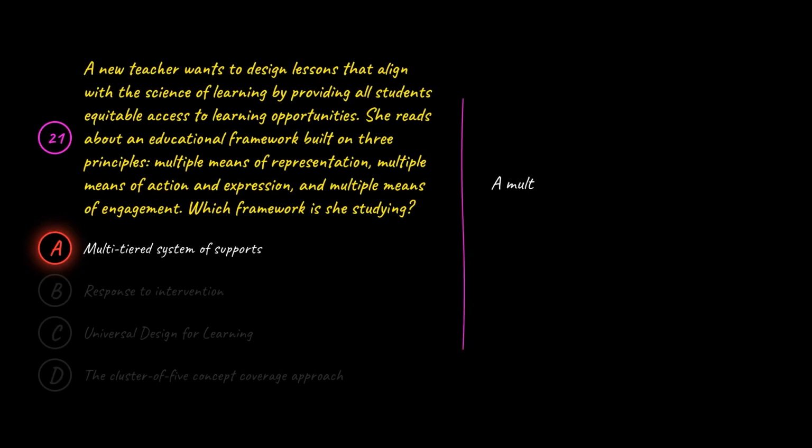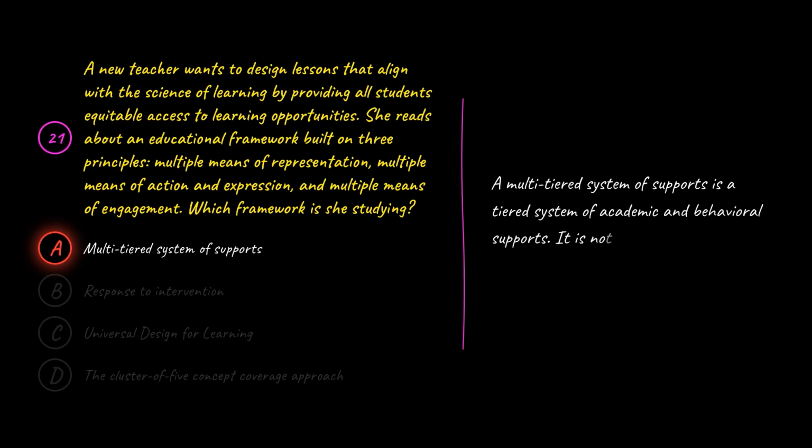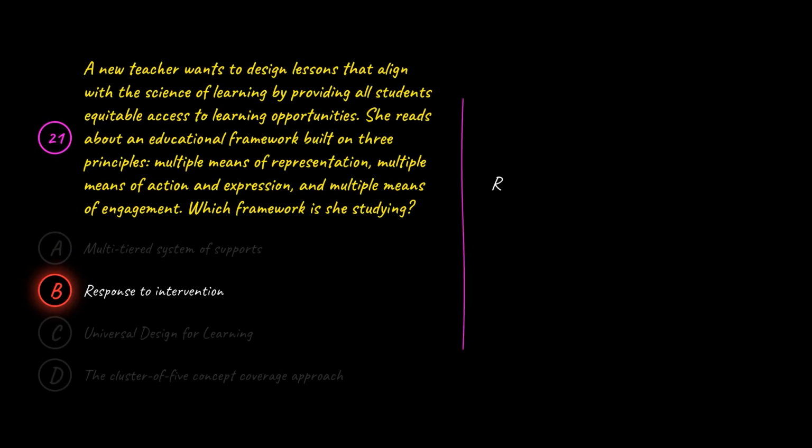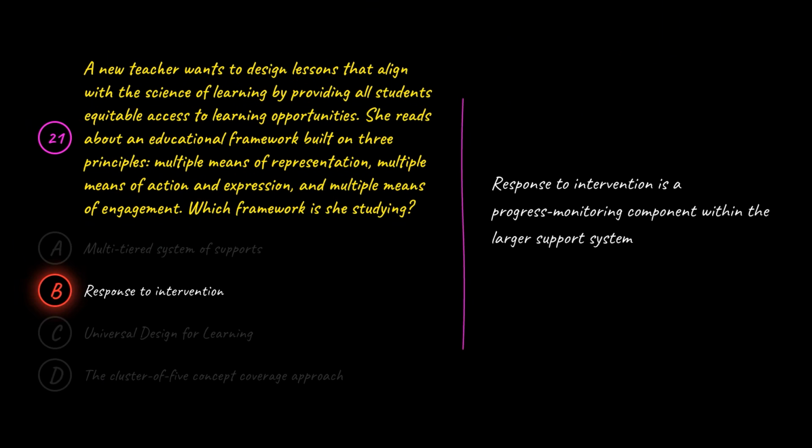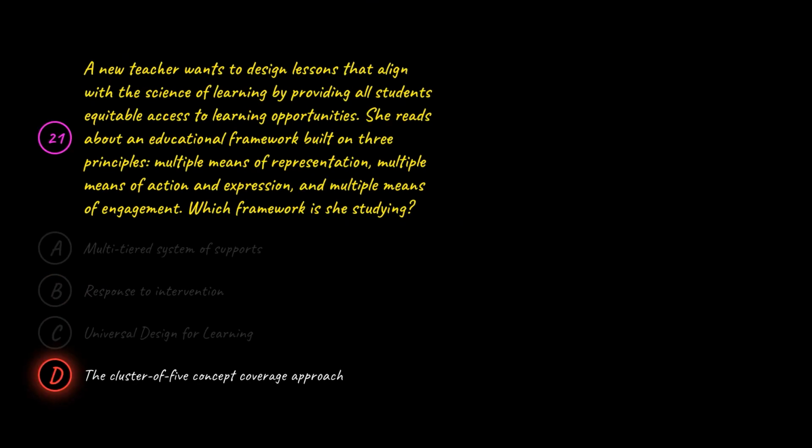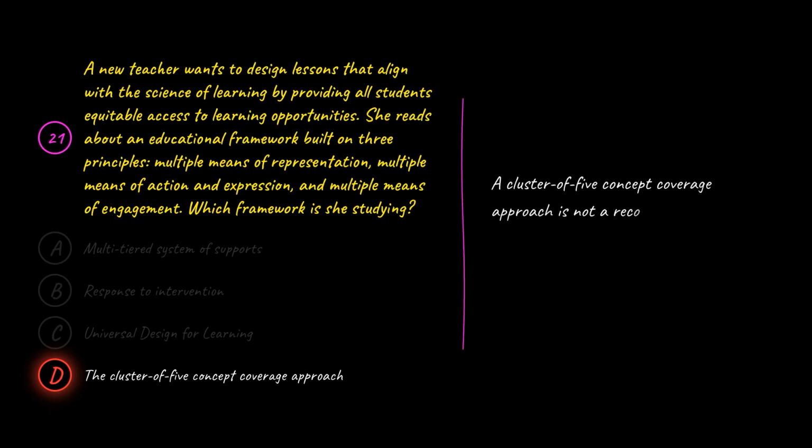A is wrong because a multi-tiered system of supports is a tiered system of academic and behavioral supports. It is not organized around the 3 principles named. B is wrong because response to intervention is a progress monitoring component within the larger support system. It does not name the 3 principles as its structure. D is wrong because a cluster of 5 concept coverage approach is not a recognized educational framework in the course materials. It is not what the teacher is studying.